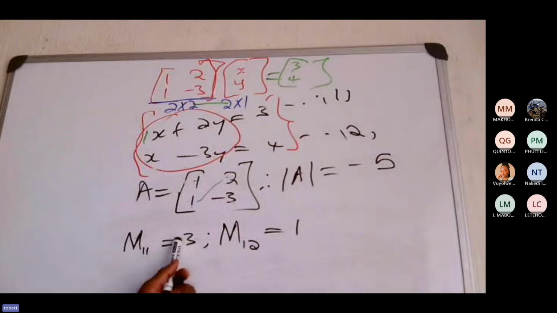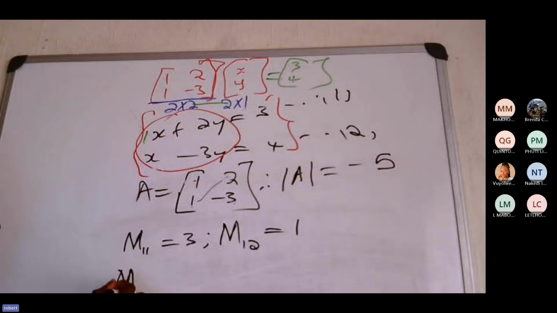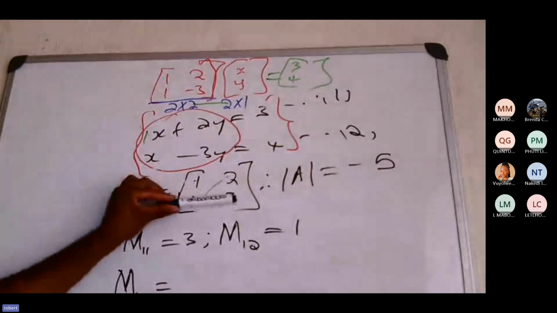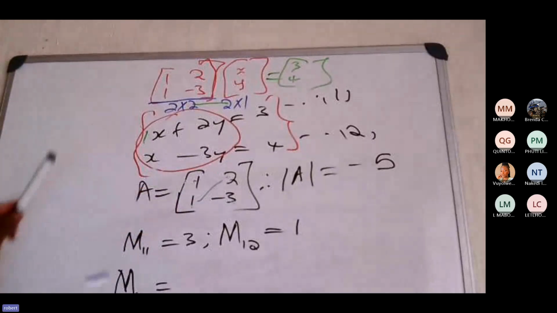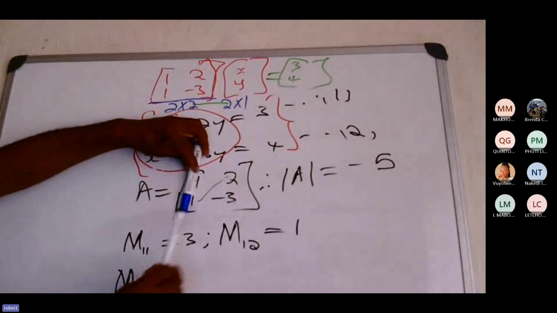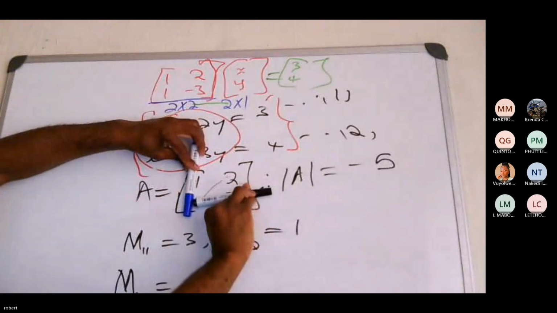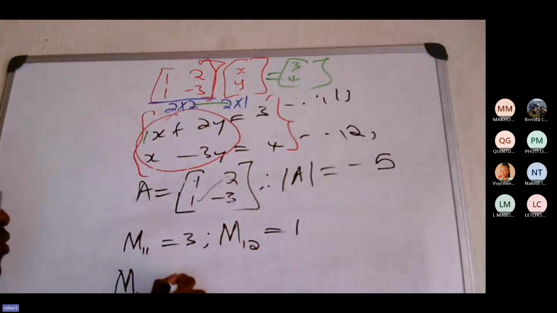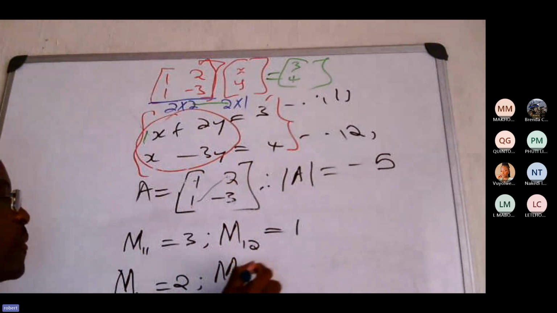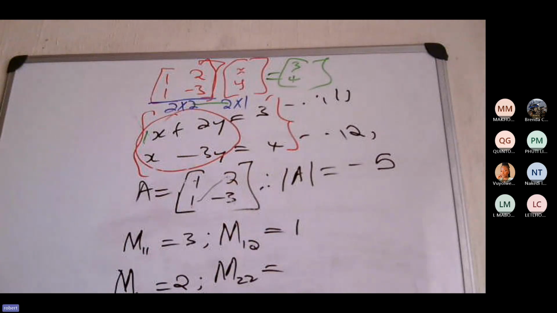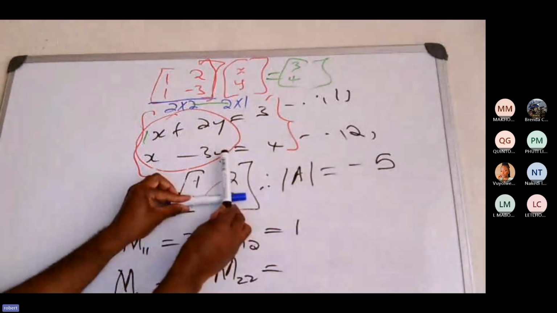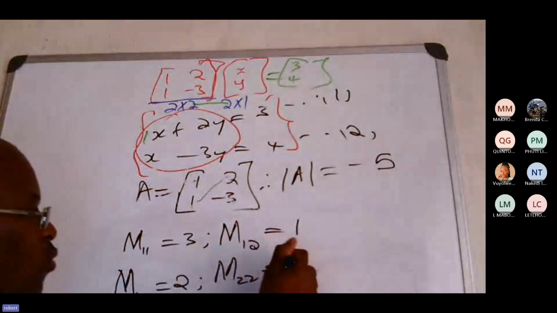Those are the elements in the first row. Now, what about the elements in the second row? It will be M21, meaning now you cover the second row and the first column. The second row is covered, then the first column, so we cover these two. So we are left with only 2. And now what about M22? You cover both the second row and the second column. You are now left with 1.